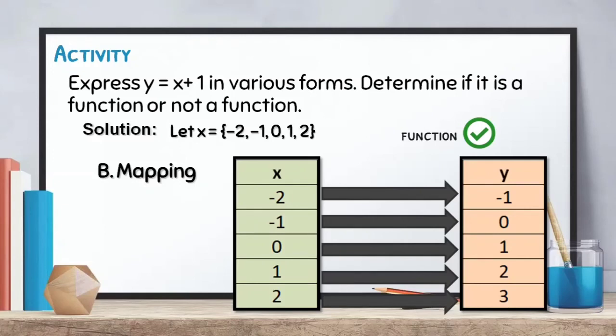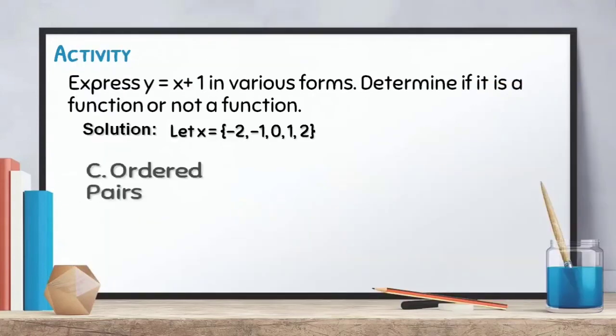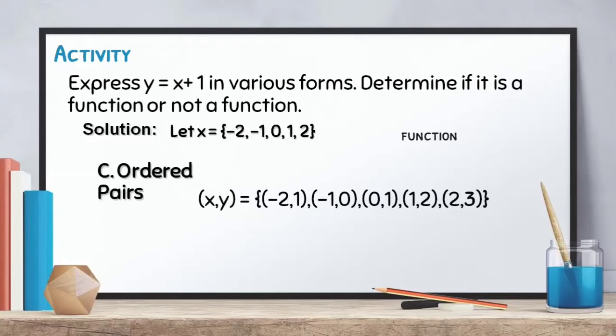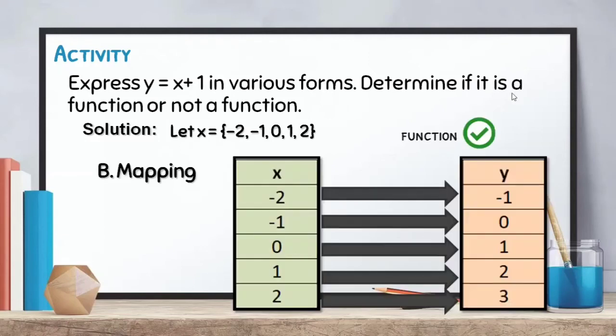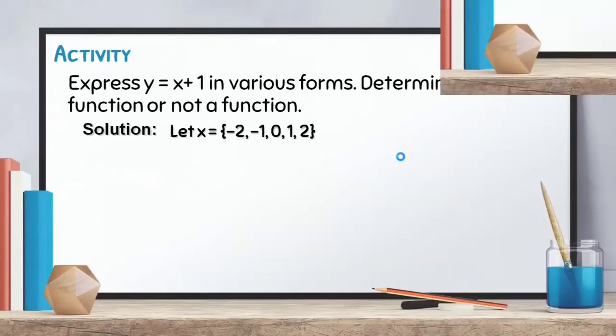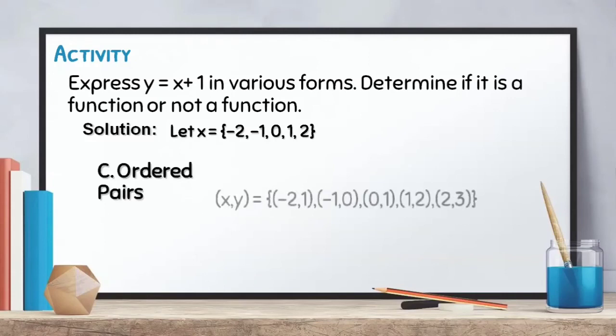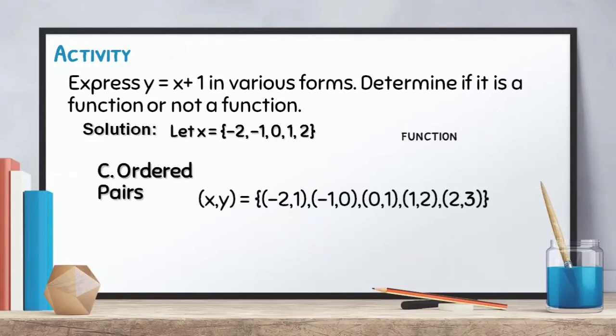All right? Any question? Now, let's have another one, which is by means of ordered pairs. All right. So we have here our set of ordered pairs. So where did I get this ordered pair? Okay. So if you're going to get back in our previous slide, right? So these are our ordered pairs. So x and y values are being joined together. So -2, -1, -1, 0, 0, 1, 1, 2, and 2, 3. So these are our set of ordered pairs, right? Therefore, our ordered pairs here is also a function.